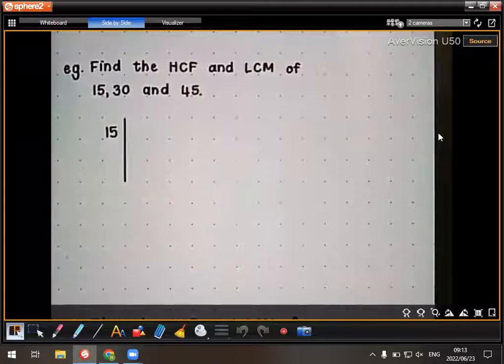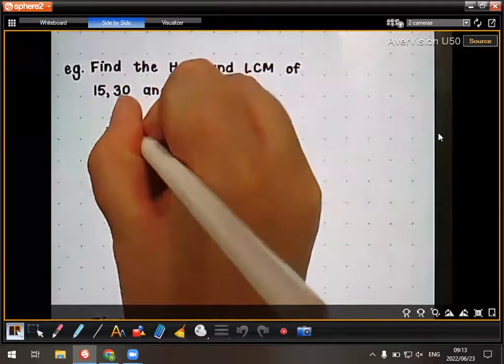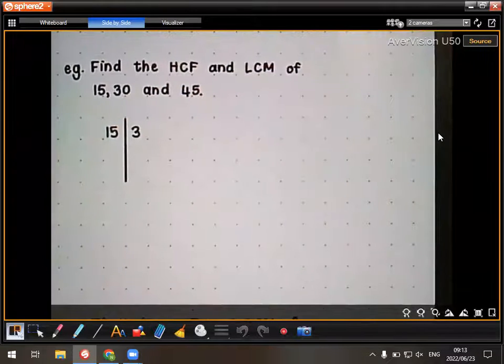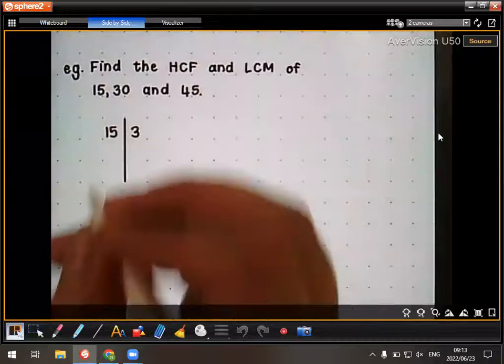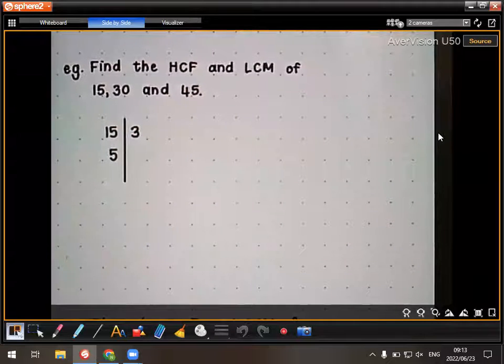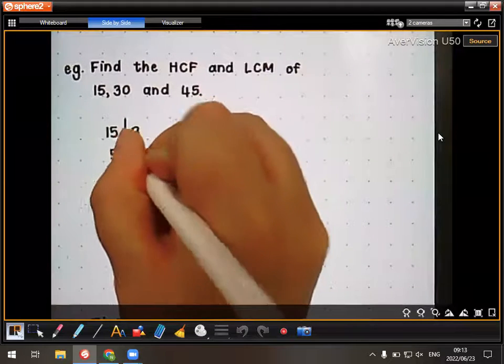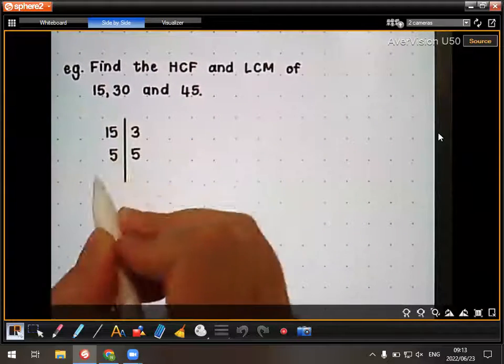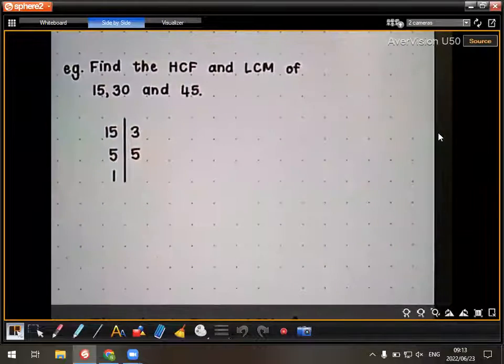Guys, let's remember, what is the smallest prime number? We talked about this yesterday. 2. Does 2 go into 15? No. Does 3 go into 15? Yes. So we're going to divide 15 by 3. What is 15 divided by 3? 5. Okay, what is now the prime number that will go into 5? 5. And what is 5 divided by 5? 1.